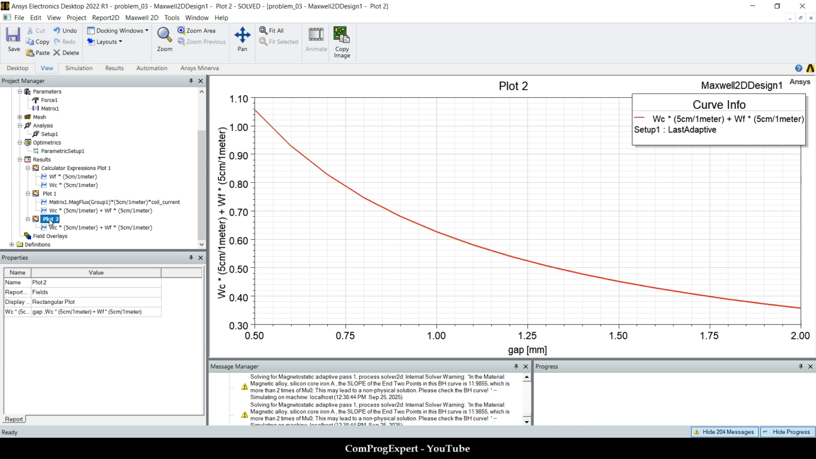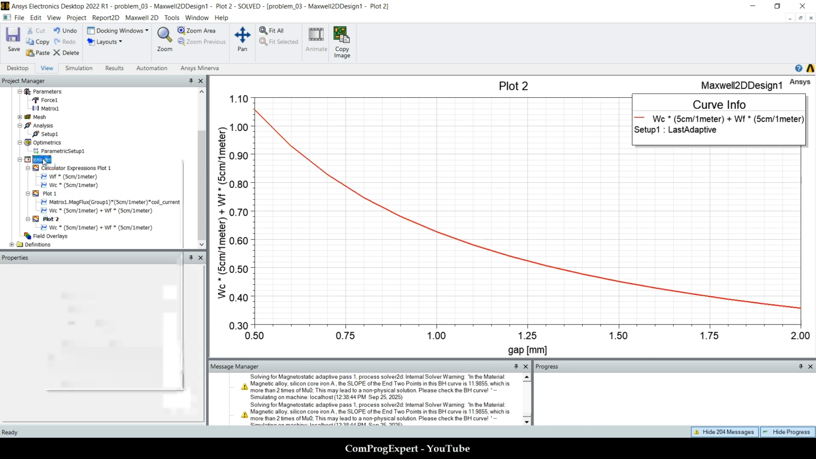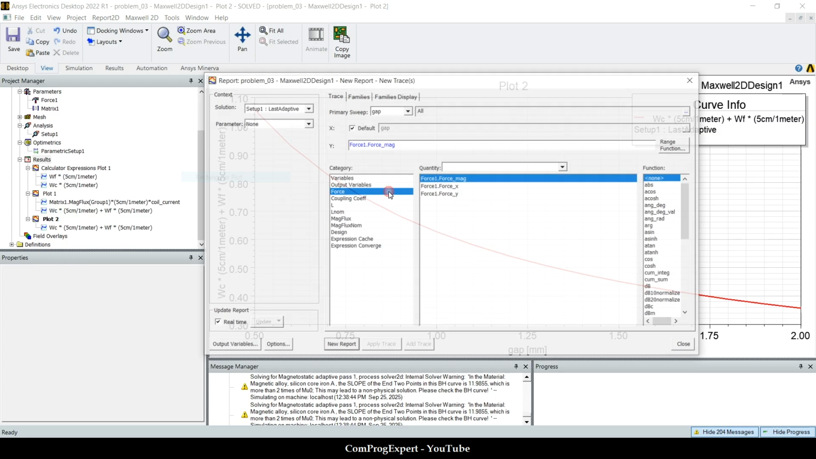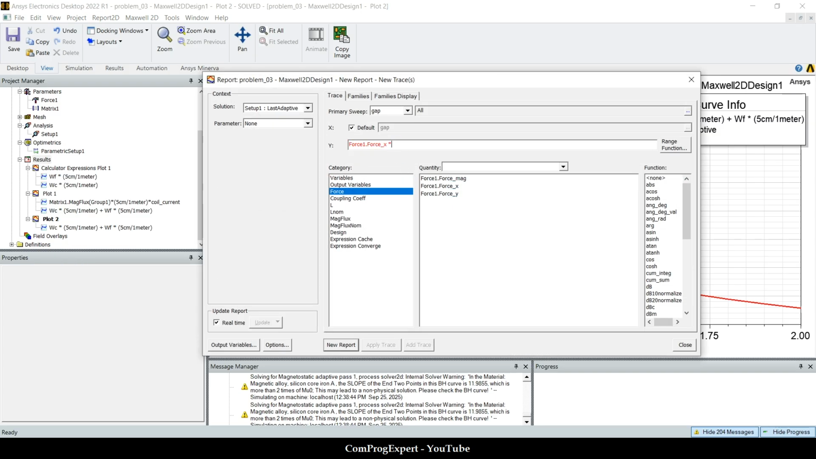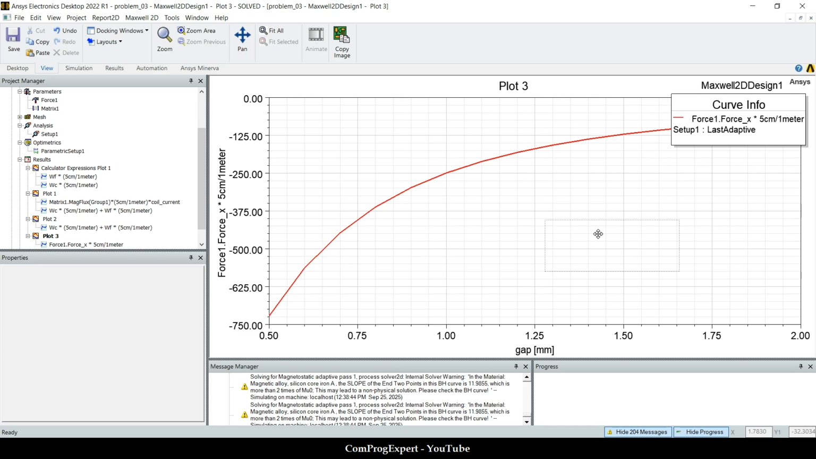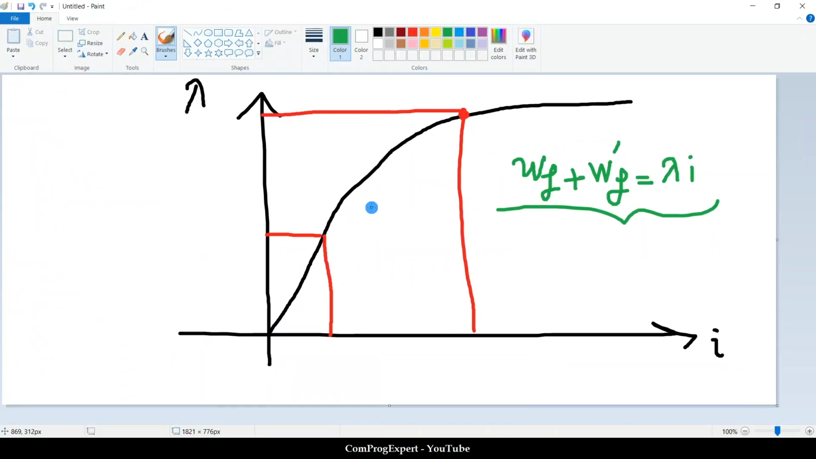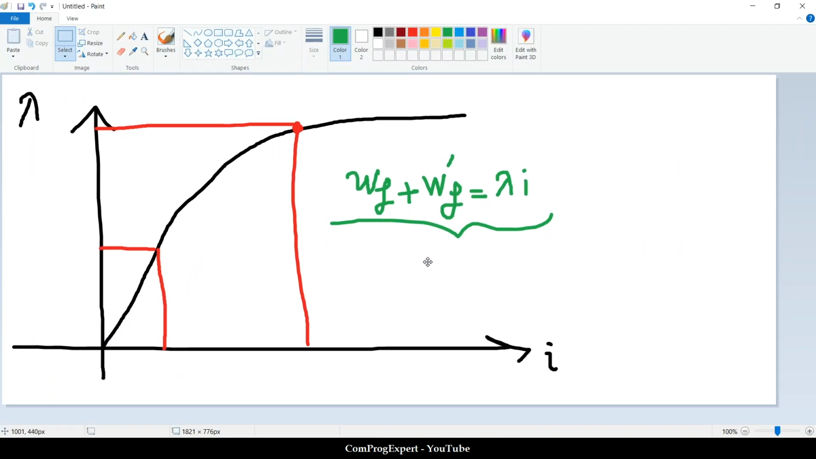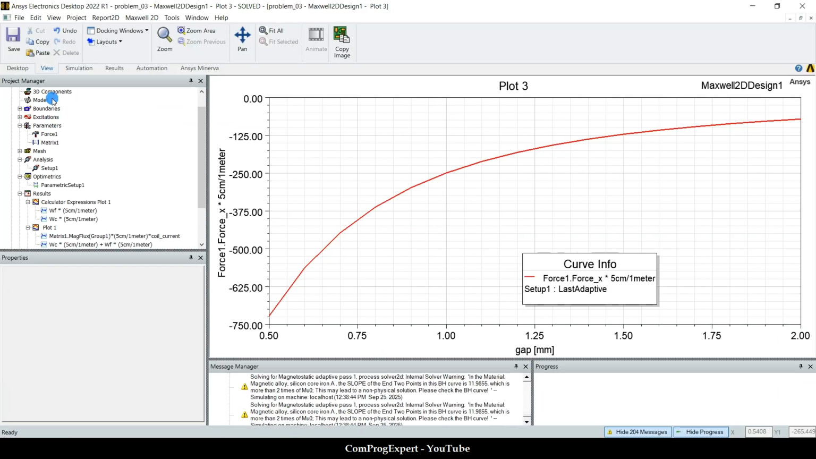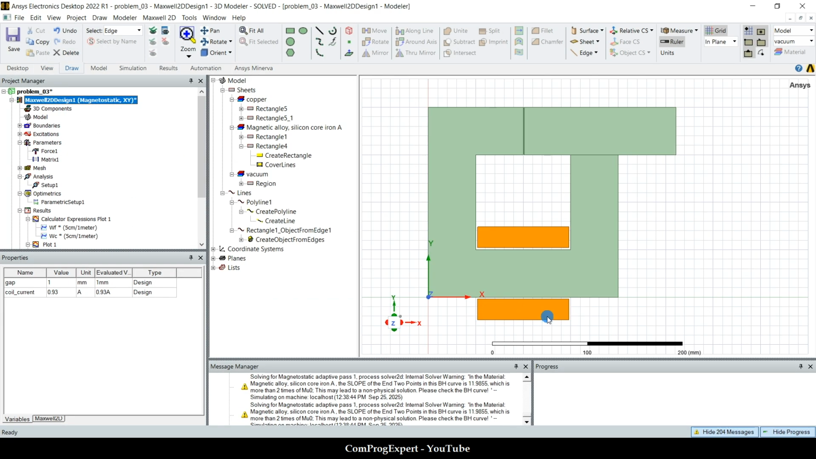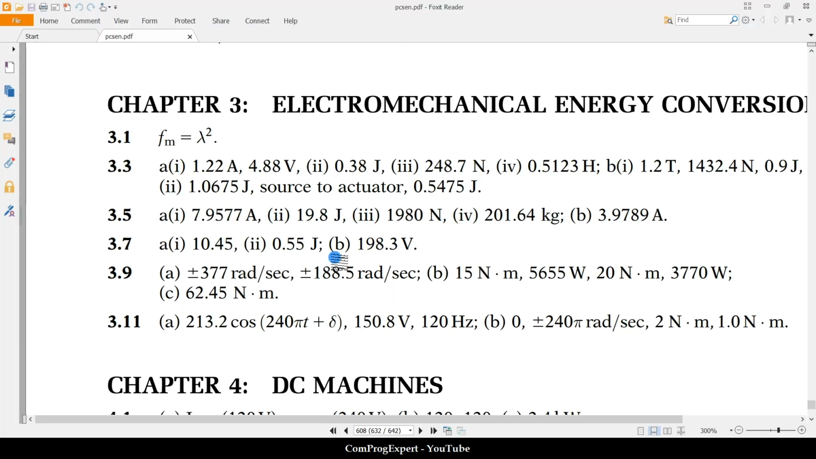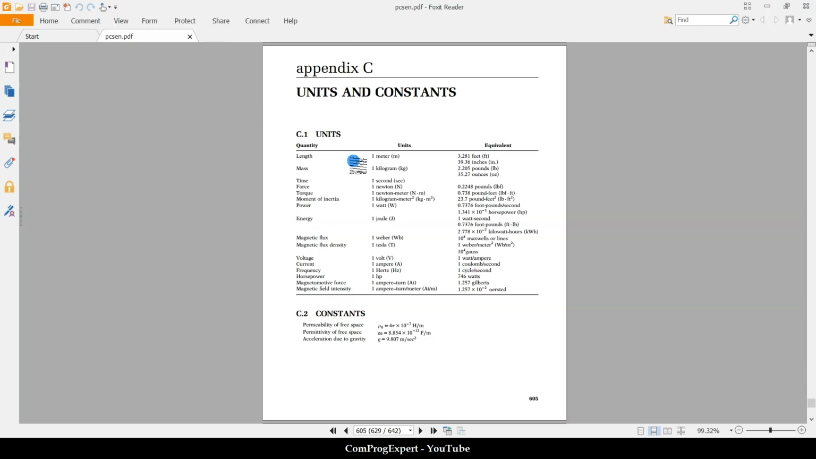How can we calculate the force? So let's plot the value of the force Fx times 5 centimeters divided by 1 meter as a function of the gap. So can we calculate the force using energy definitions or not? In this simulation, we considered the value of the coil current constant and we changed the air gap thickness. Okay, so let's check the reference here.